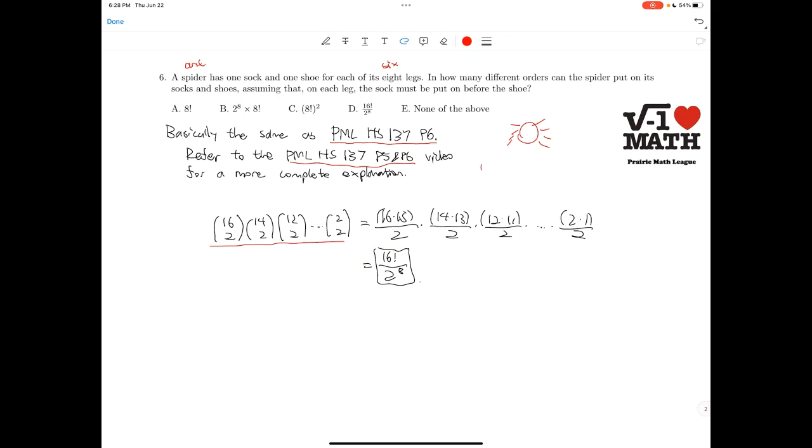So among all the operations that we do, we choose 2 of them for a single leg, and the order is already fixed because this is the sock and this is the shoe, and we can do the same thing, etc. So we get this thing, which basically simplifies to this, or 16 factorial divided by 2 to the power of 8.